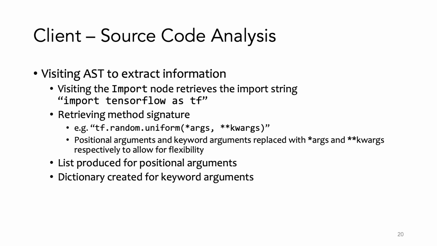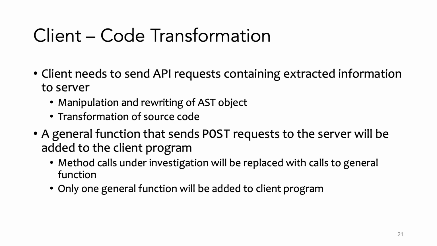After the AST is obtained, it is visited for relevant information to be extracted. For instance, visiting the import node retrieves the import string "import tensorflow as tf". The method signature is also retrieved. For the positional arguments, a list is produced, and for the keyword arguments, a dictionary is created. As the client then needs to send API requests containing the extracted information to the server, the AST object needs to be manipulated and rewritten to achieve a transformation in the source code. A general function that sends post requests to the server will be added to the client program. The method calls under investigation will then be replaced with calls to this general function.